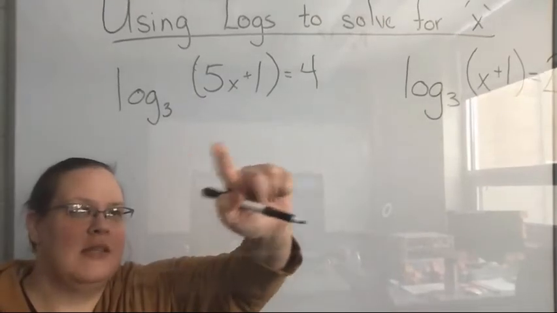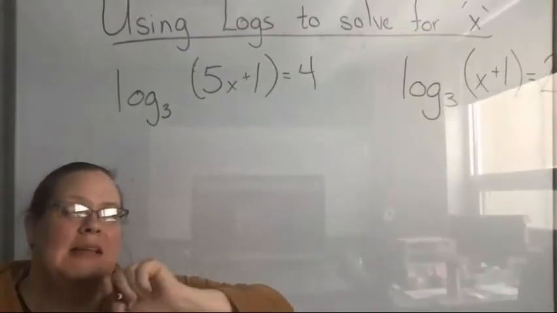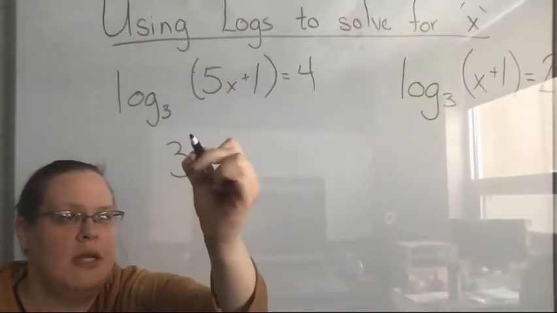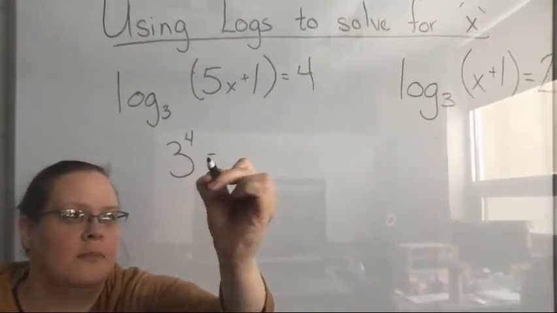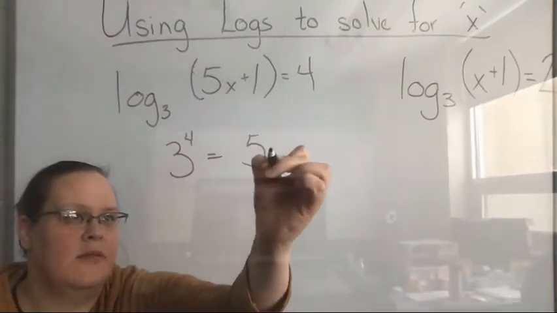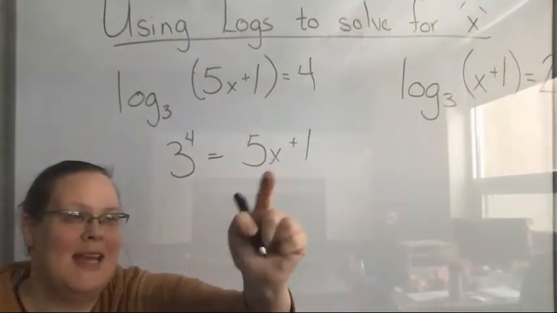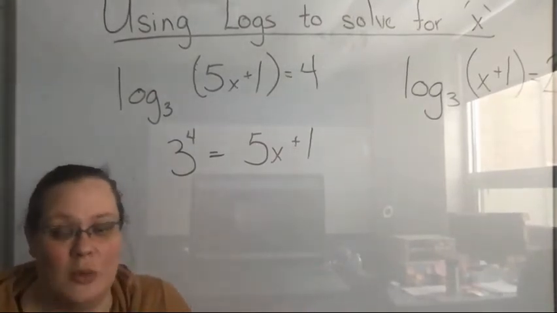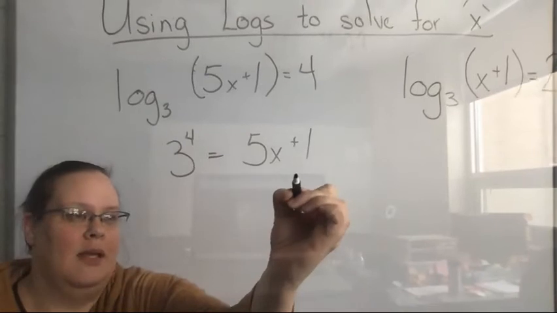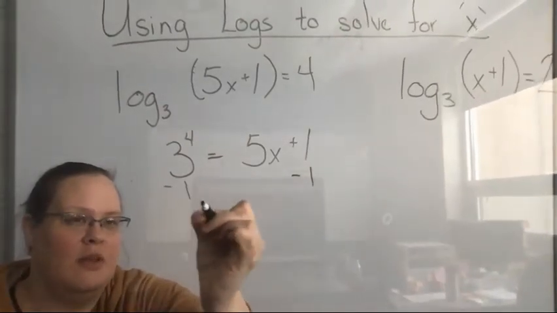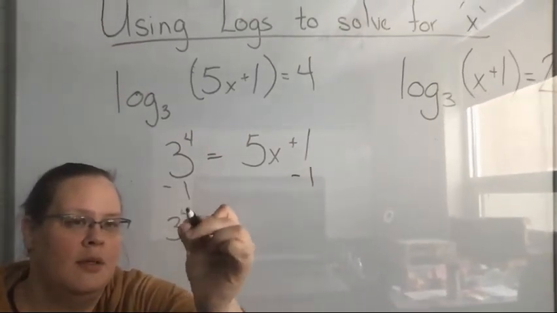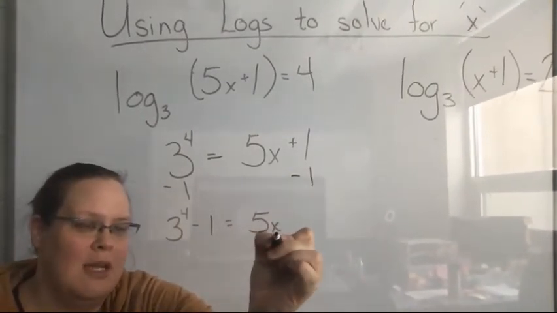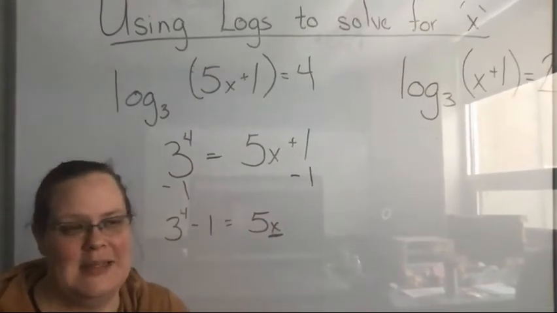Now remember, our first thing that we need to do is rewrite this as an exponent. As we rewrite this problem, it's going to be 3 to the 4th power is equal to 5x plus 1. Now our x is written not as an exponent anymore, but just as a normal variable. So now we can use those methods that we've used to solve for that x. Make sure you're working until this x is completely by itself.